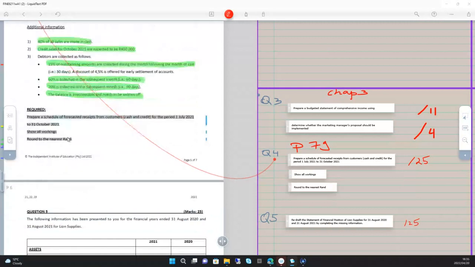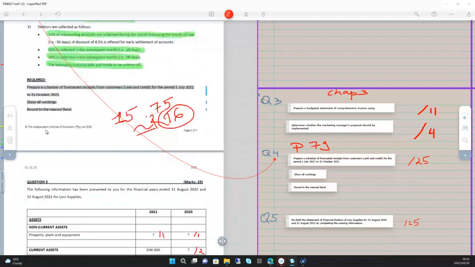And round to the nearest rand. So we don't want 354.75. No, we don't want that. We just want the nearest rand. Okay? Maybe let me give you an example here. If you get 15.5, just round it to 16 rand. All right? Easy.